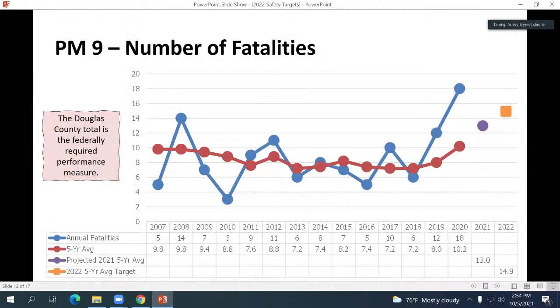So I took those numbers and we put the Douglas County total into our model that we've done for the last several years to do projections. Because we had 18 fatalities in 2020, it made our number go up, basically. Our 5-year average went up, and then our 2021 projected number went up, and then our 2022 number also. So right now we're showing 14.9 as our projected number for 2022.